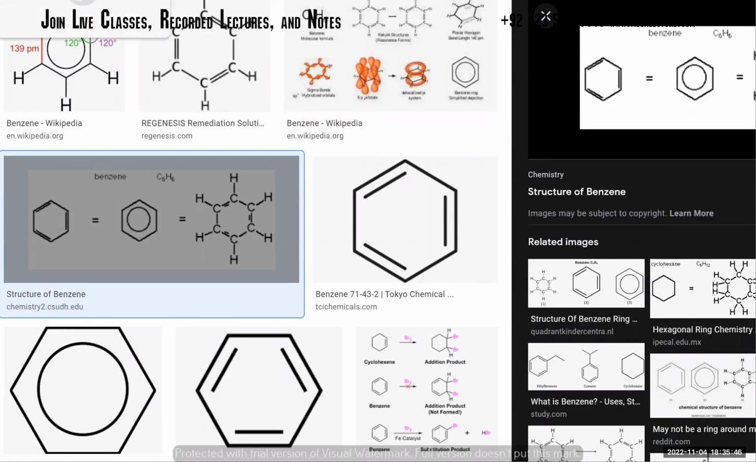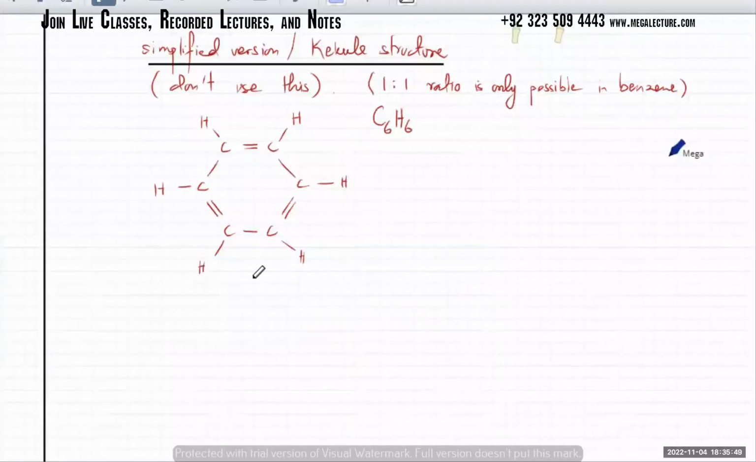That's why I'm going to move towards the ring. That's why I did not talk about the ring structure earlier. Okay? I'm going to explain what the ring is.